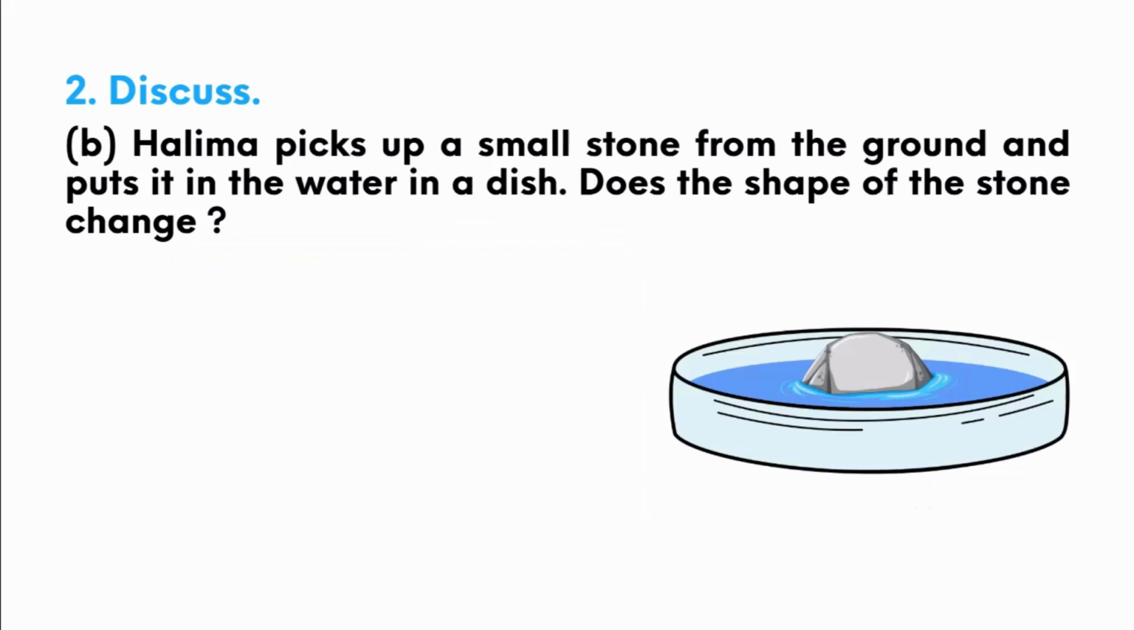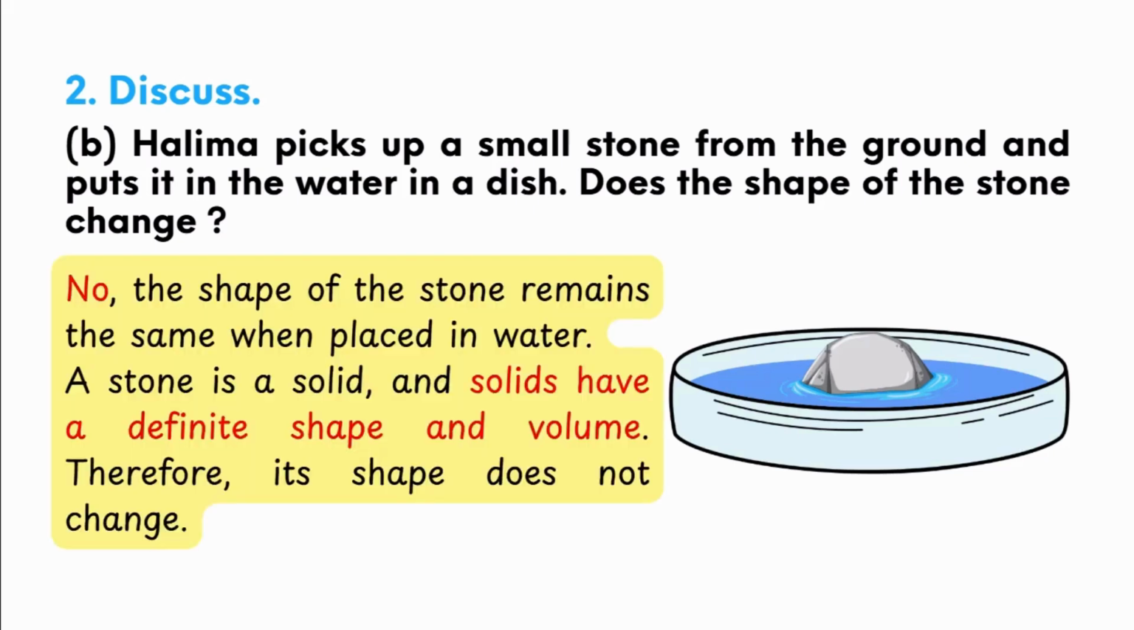Okay. Next question. Halima picks up a small stone from the ground and puts it in the water in a dish. Does the shape of the stone change? Let's see. No, the shape of the stone remains the same when placed in water because a stone is a solid and solids have a definite shape and volume. Therefore, its shape is not going to change.